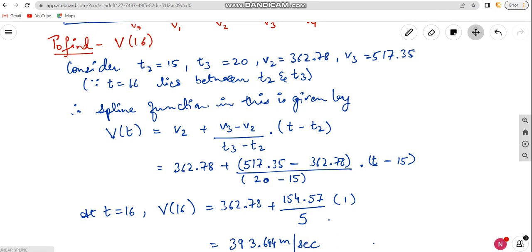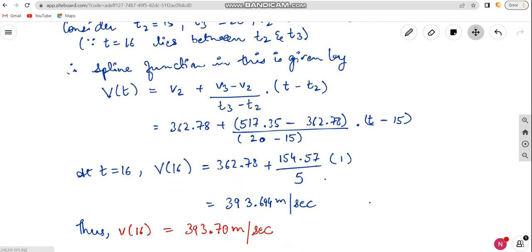So when I calculate at t equal to 16, यहाँ पे right hand side में जहाँ भी t available है आपको वहाँ पे 16 put करनी है, और जब हम calculate करेंगे I am getting it as 393.694 meters per second. As all the velocities here are in 2 decimal places, I have just rounded it off, and I am writing the velocity at 16 as 393.70 meters per second.